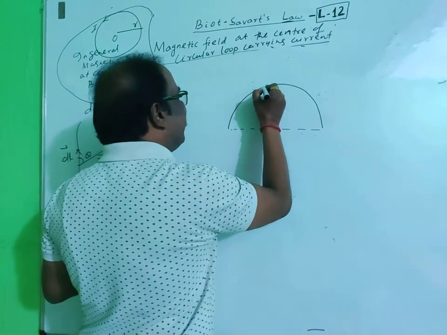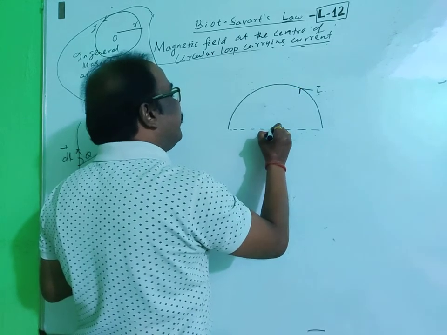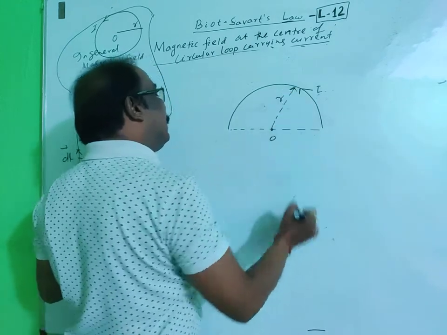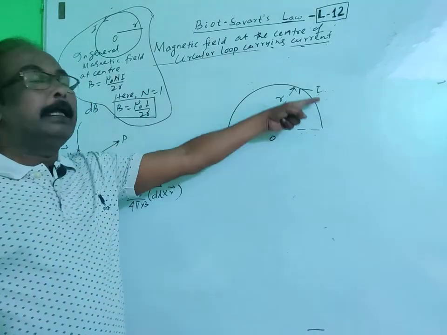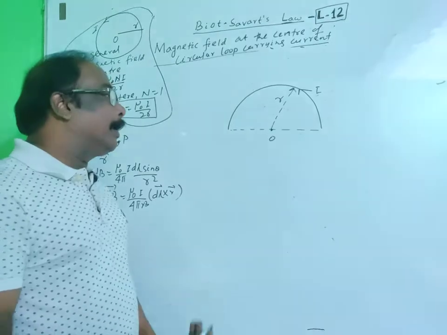Current flowing, you may take clockwise or anticlockwise, current is I. This is the center, so radius is R. So what is the magnetic field at the center of the semicircle carrying current I? Semicircular wire carrying current I, what is the magnetic field at the center?